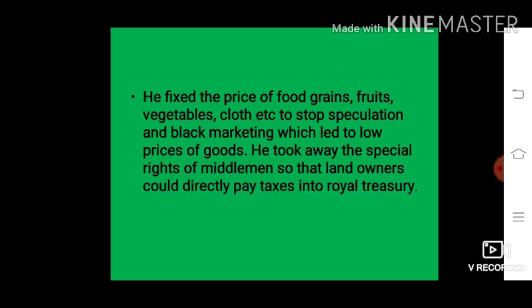To increase the revenue collection, he fixed the prices of food grains, fruits, vegetables, clothes, and other products, which stopped black marketing and led to low prices of goods. He controlled the prices of all the commodities. Then he made arrangements for the government to buy all the excess non-perishable commodities. A strict watch was kept on buying and selling of commodities to stop black marketing. He appointed people to keep an eye on the people in the market. Anyone found cheating was punished.